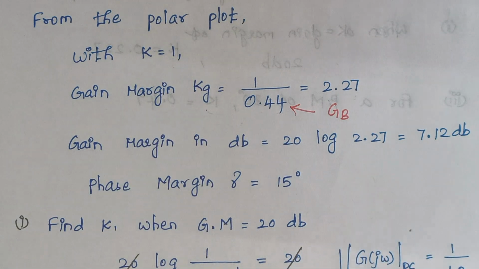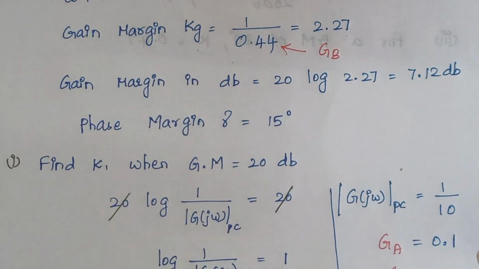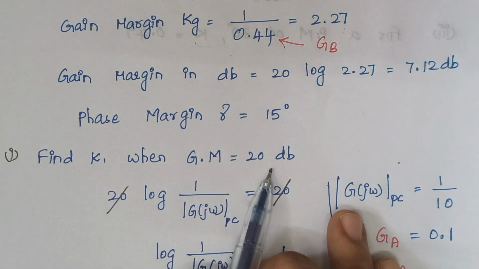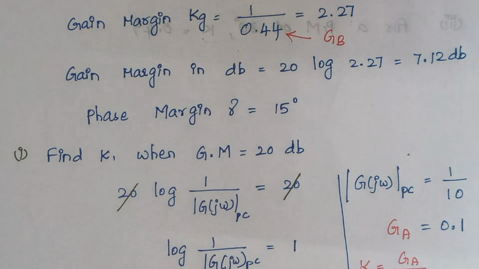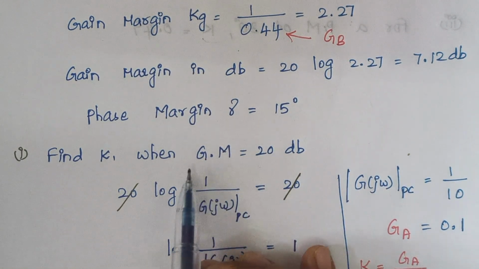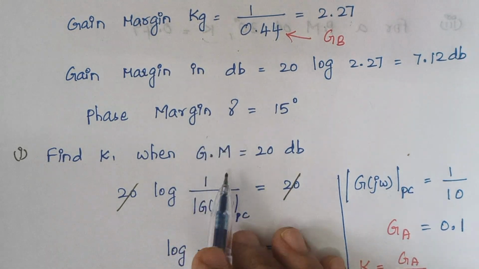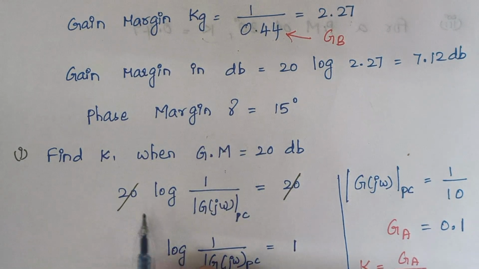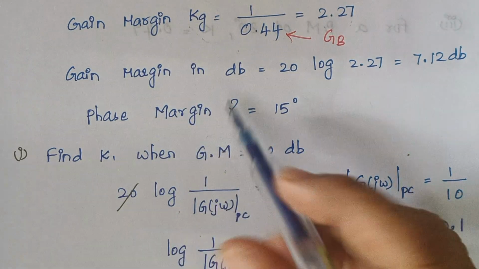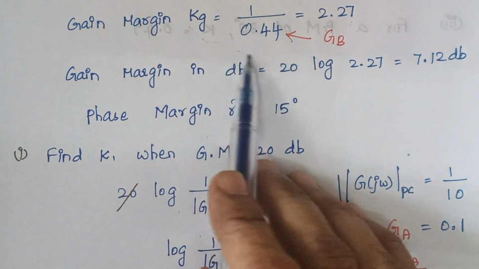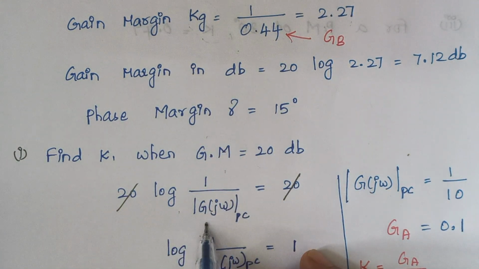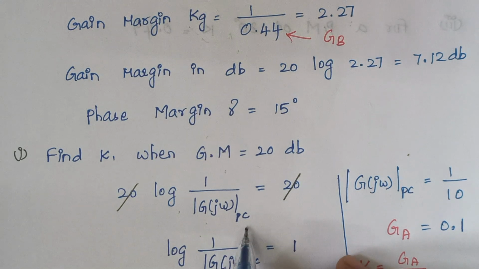The first thing is we are going into the problem. We are going to find the value of k when the gain margin is 20 decibel. So here the gain margin is 20 dB, it is given. What is the formula for gain margin? The gain margin formula is 20 log of kg, where kg is nothing but 1 divided by that particular point, given as 1 divided by g of j omega at pc.